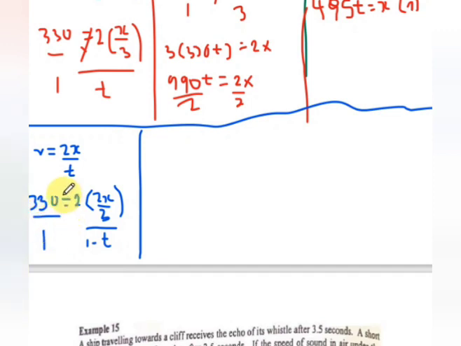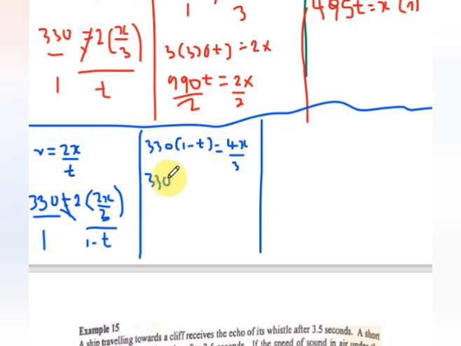So then make this over 1, then cross multiply. We'll cross multiply, we'll have 330 into 1 minus t is equal to 2 times 2s, which is 4s all over 3. So we have 330 minus 330t, that is when you open the bracket. So again, it's equal to 4s all over 3.